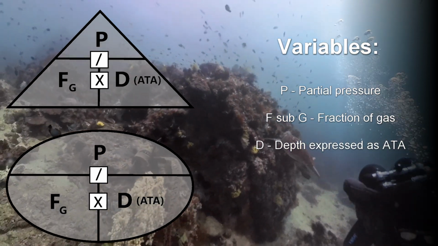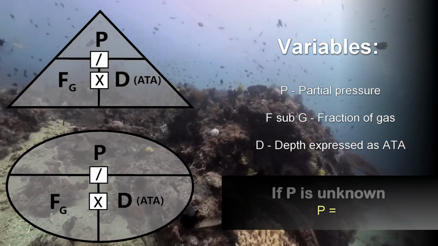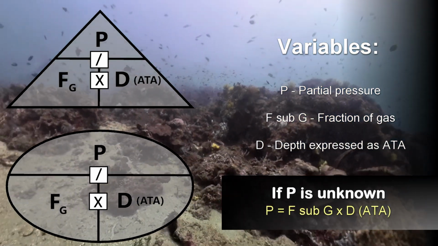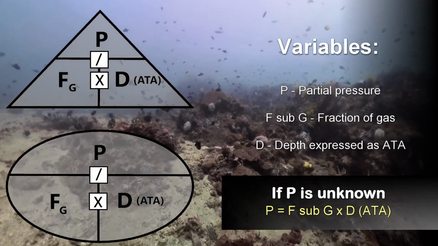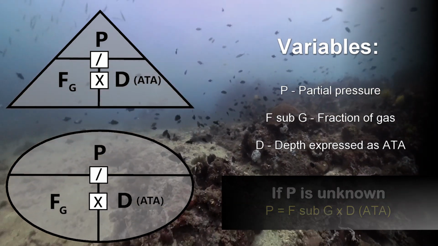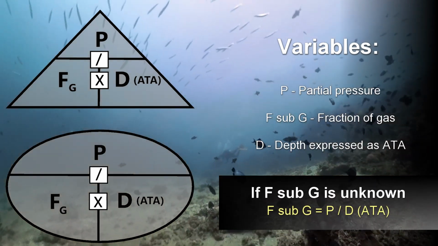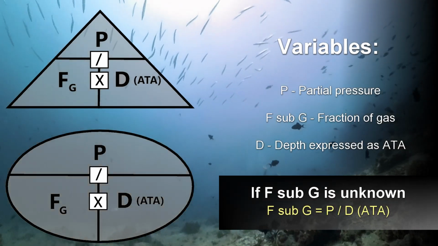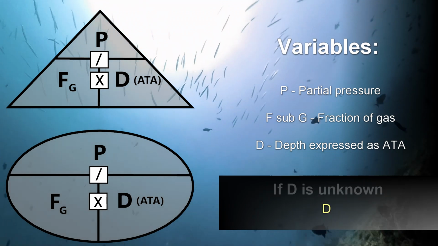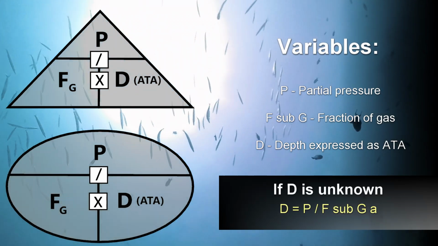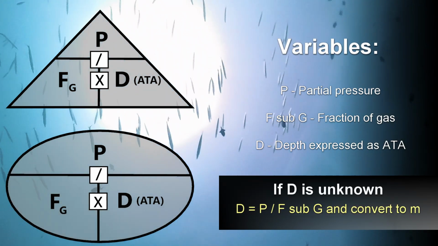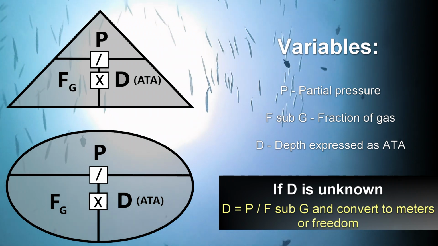Therefore, if P is unknown, multiply F sub G and depth expressed as ATA. If F sub G is unknown, divide P by depth expressed as ATA. If depth is unknown, divide P by F sub G and convert it to meters or feet.